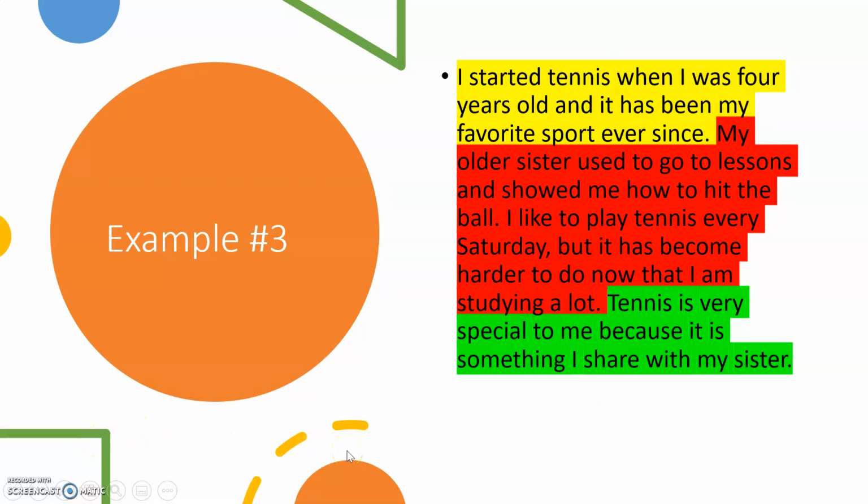Now, this example that I gave you is usually used for body paragraphs. But for the rest of this course, where you're expected to write a paragraph, you'll use this example: a topic sentence, supporting sentences, and a concluding sentence.